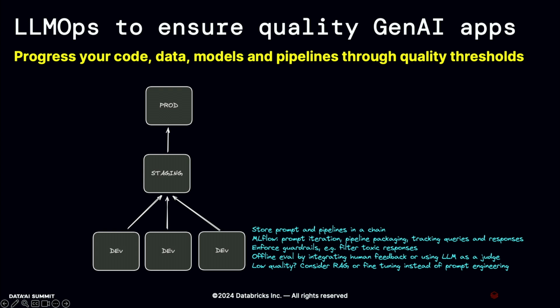What you can do in this dev environment is using MLflow again. MLflow allows you to do prompt iteration. It allows you to package the pipelines that you just built, where you can leverage one LLM and the next. You can track queries and responses. And here, in terms of quality, it's really important to enforce some guardrails. So for example, you may want to add a filtering system so that you can filter out toxic responses from your LLM. And that brings us to the evaluation part of the outputs.